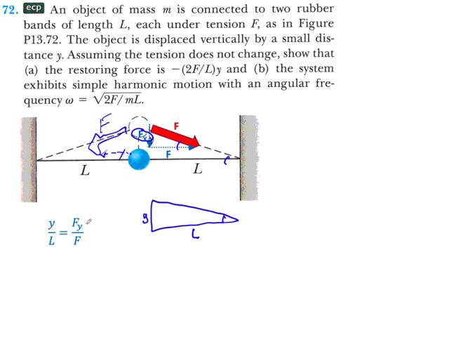And so what can I write? I can say the opposite side is to the adjacent side, Y is to L, as the opposite side, F sub Y, is to the adjacent side, again, F. Rearranging that, I can solve for F sub Y is equal to that. What's the total restoring force? Well, technically it's twice that, because I also have the component over here acting downward.